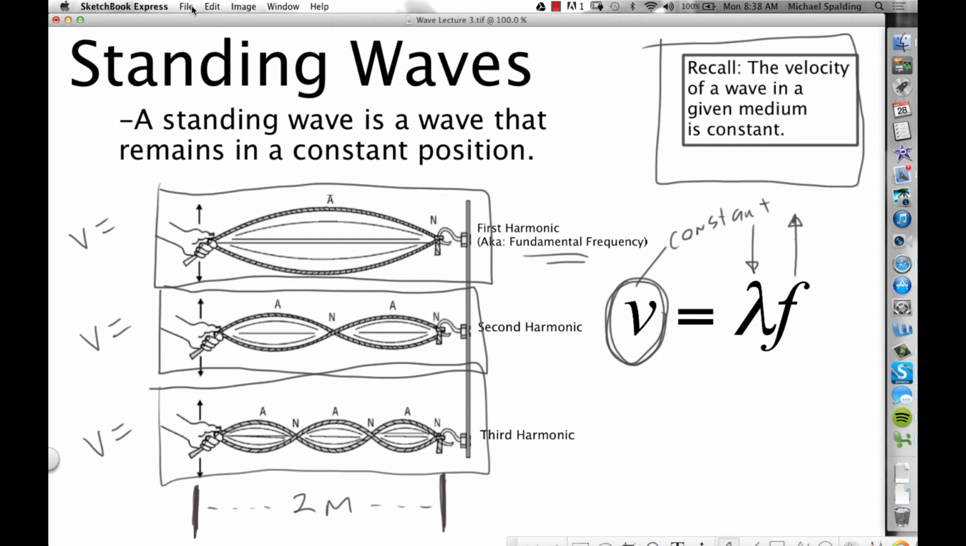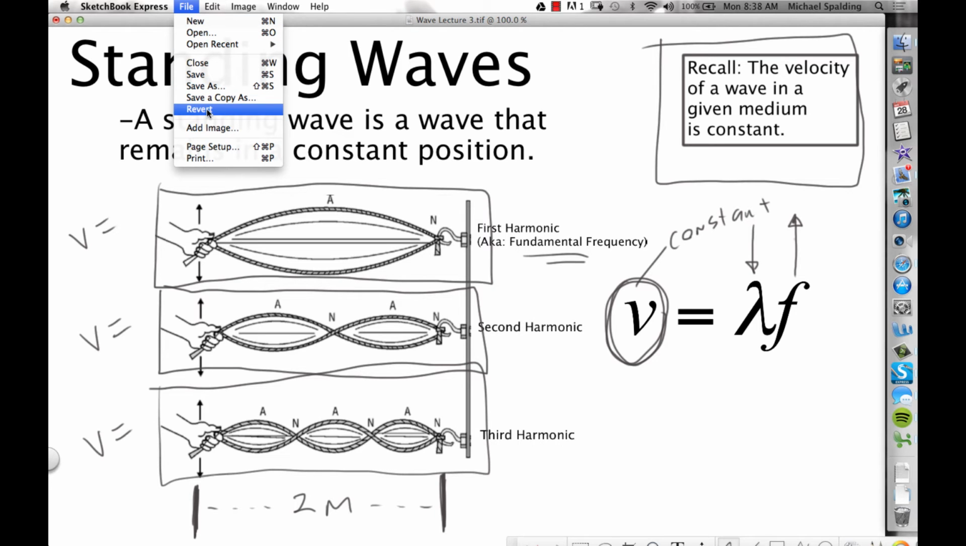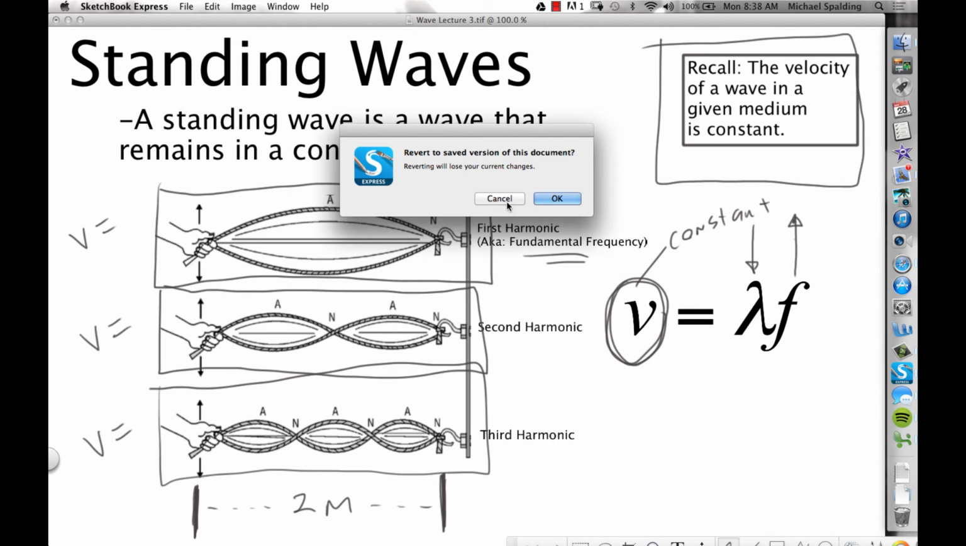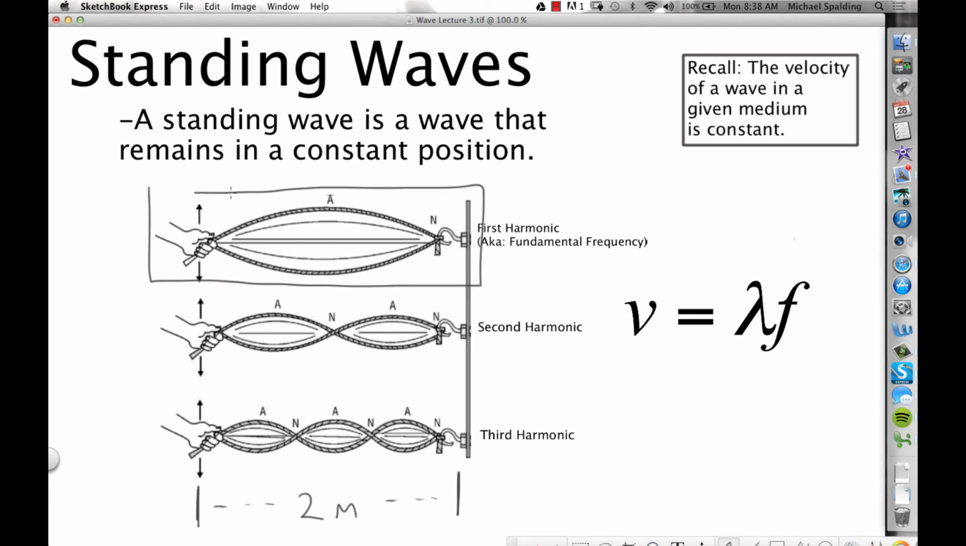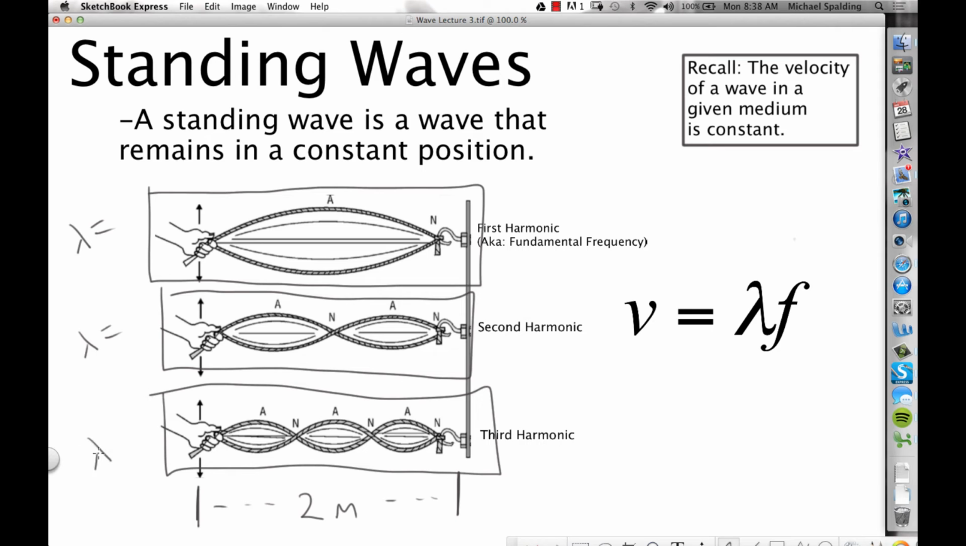What I've got to show you is how to figure out the wavelengths. It's really easy, I'm telling you. Let's say from there to there is 2 meters. Let's figure out the wavelength for each of these. What's the wavelength here? What's the wavelength here? What's the wavelength here? All right, so how do you do this?